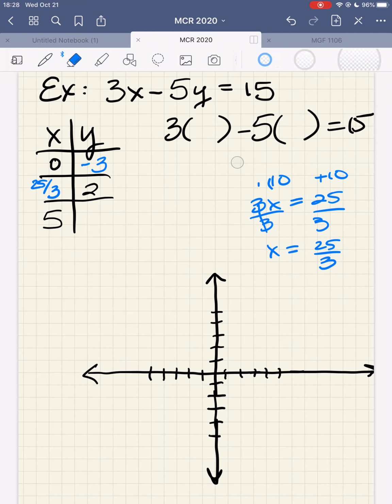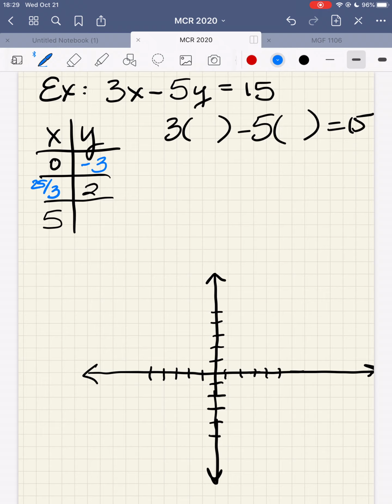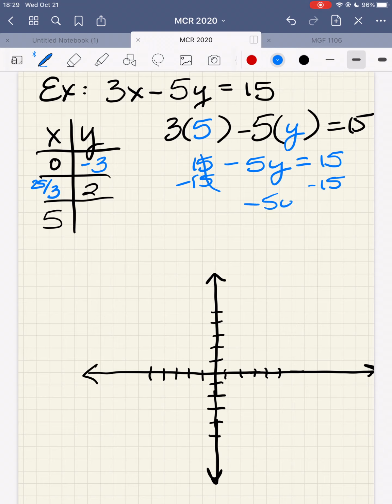All right, let's look at the last point that we have. All right, and I have that x is 5, and I'm solving for y. 3 times 5 is 15, minus 5 times y is equal to 15. Subtract 15 from both sides. And I have negative 5y is equal to, now these two cancel out. Negative 15 and positive 15 cancel out and become 0.